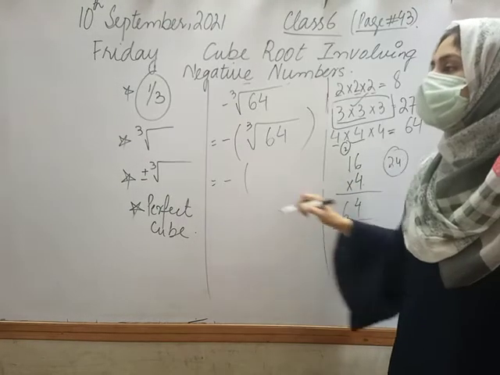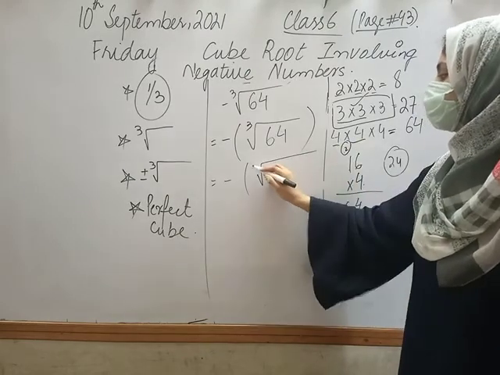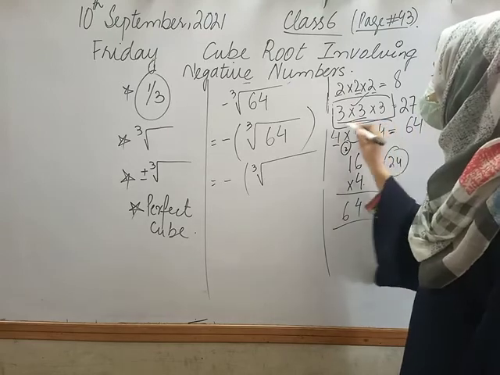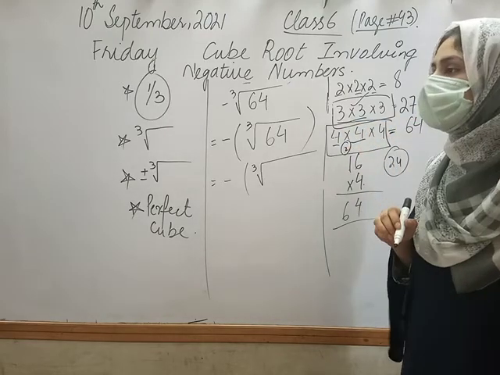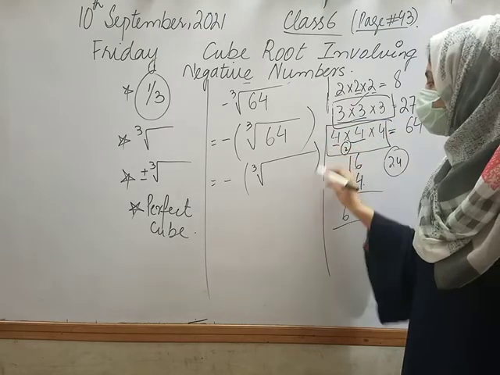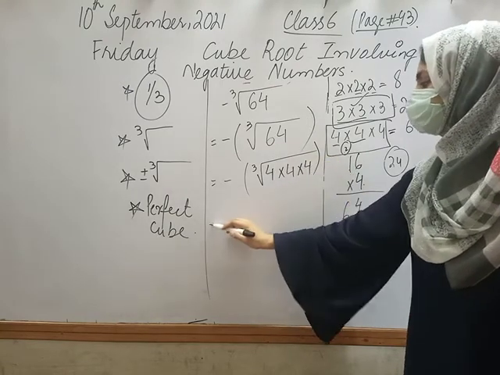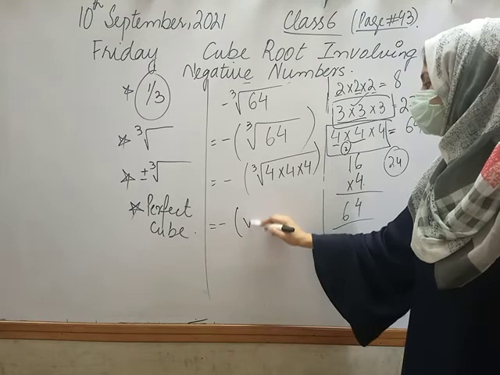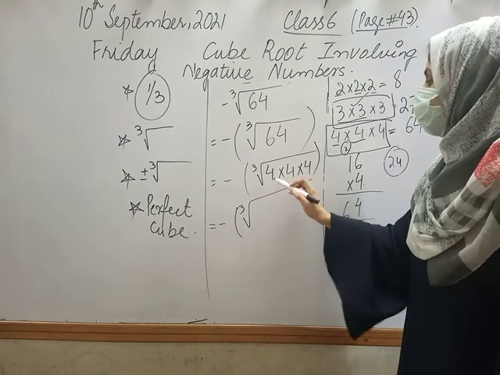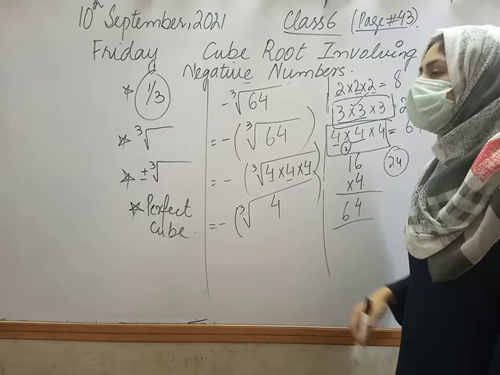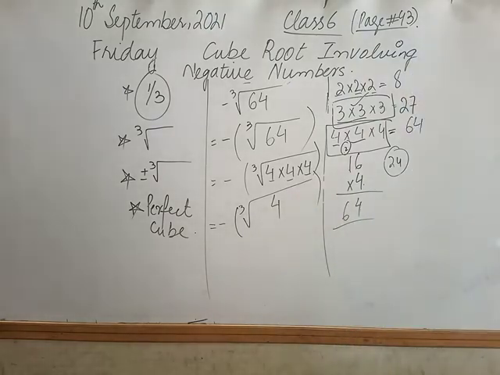I will write minus sign as it is, cube root as it is, and in place of 64, should I write 4 is repeating 3 times? Very good. I will write like this. Now, if you look, base is same class, I will write 4 only one time.